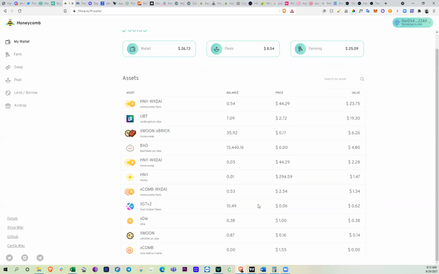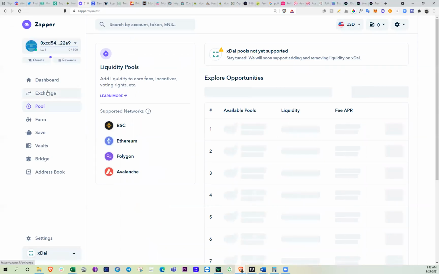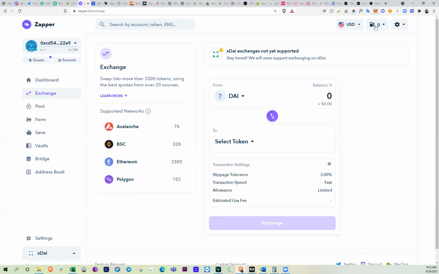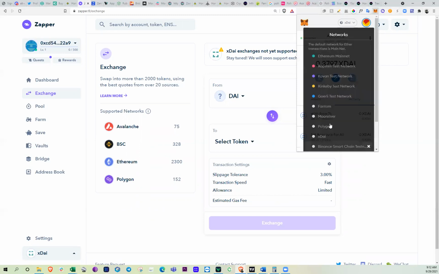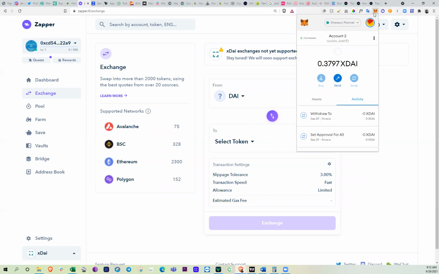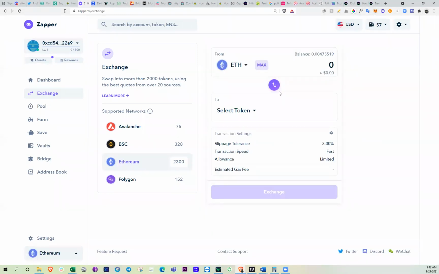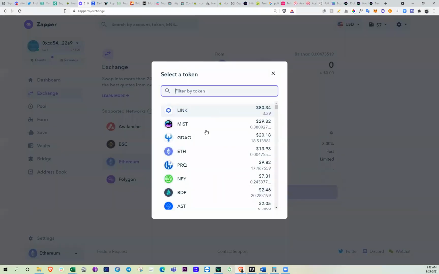Yeah, so you're able to manage things a lot easier and see overall what it is you're working with. Now, for Zapper, it is a bit more intuitive in a sense. Let me actually get off the XDAI network, because XDAI exchanges aren't supported yet. So I can just jump to the Ethereum network. So we're back on Ethereum, and we can exchange for different things, whatever the case may be.